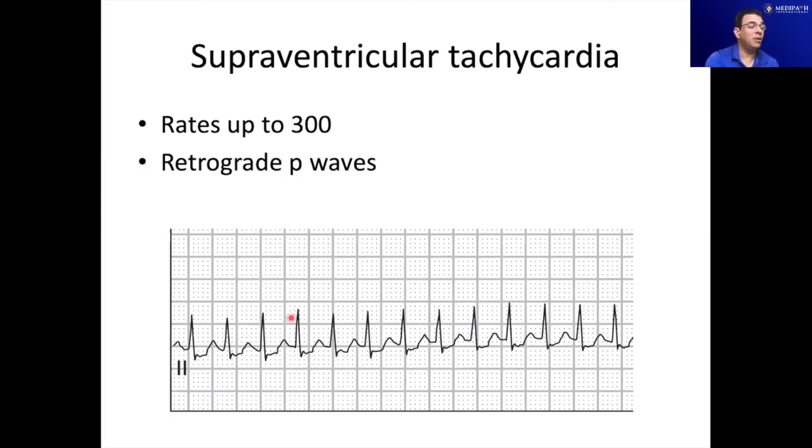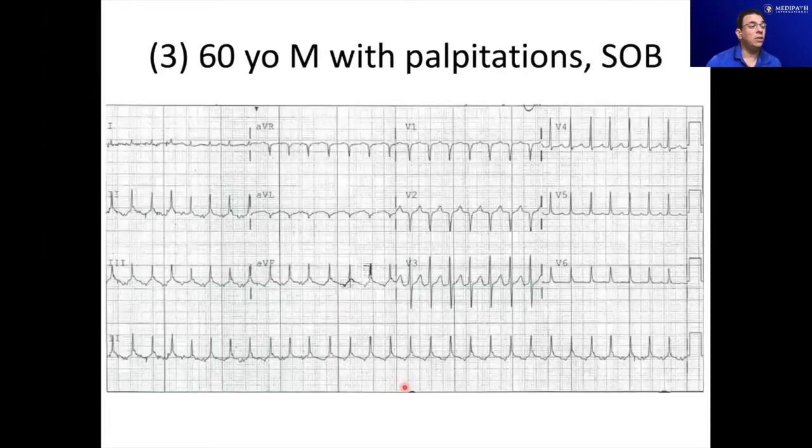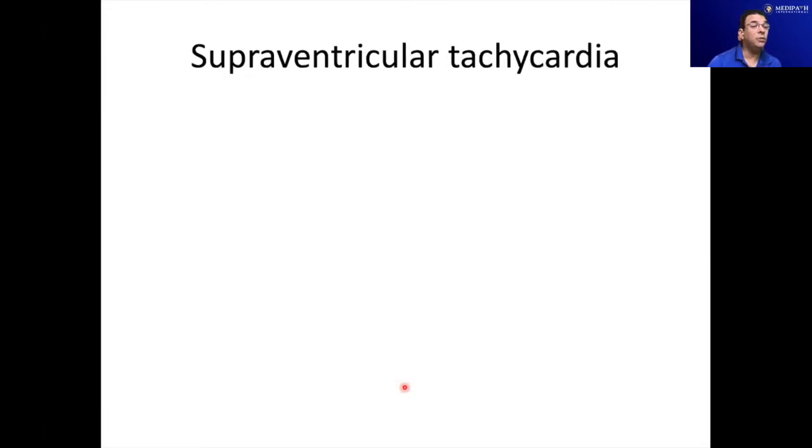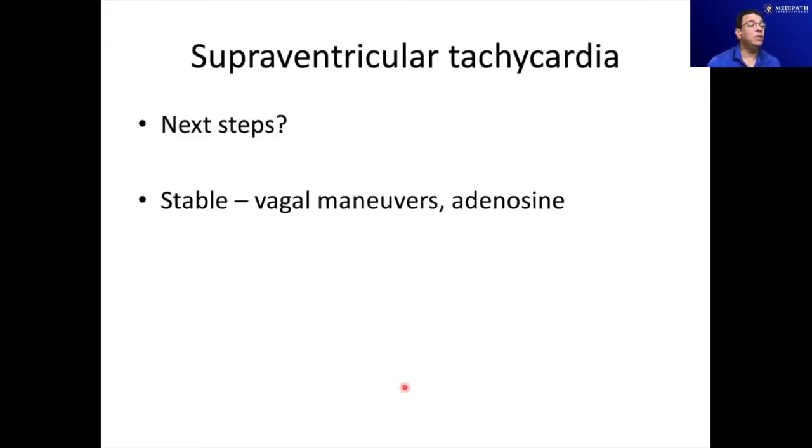You can sometimes see retrograde P waves, because it's going on the conduction system backwards, so you can see P waves going in the other direction. You may also have some ST depression, which is often because the heart isn't getting good blood supply. For treatment of supraventricular tachycardia, you can use vagal maneuvers. You can use adenosine as the most common treatments if they're relatively stable, and otherwise we'd cardiovert them.